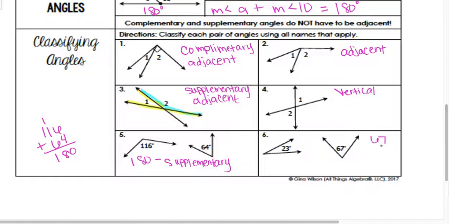We've got 67, 23. 7, 8, 9, 10. Carry the 1, 6, 7, 8, 9. So they equal 90. So I just got to figure out which angle relationship that is. Complementary. Remember that C right there? So go ahead and put complementary.